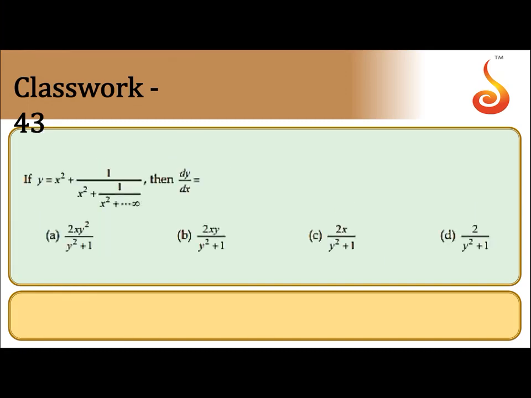Coming to next one. Y is equal to x square plus 1 divided by x square plus, and if you observe closely, this particular part itself is nothing but y. So y is equal to x square plus 1 divided by y. Y is equal to x square plus 1 by y.